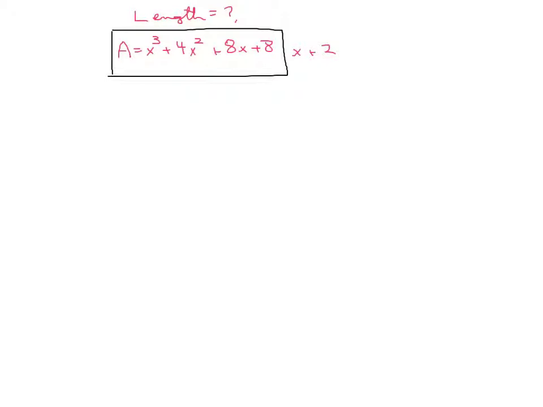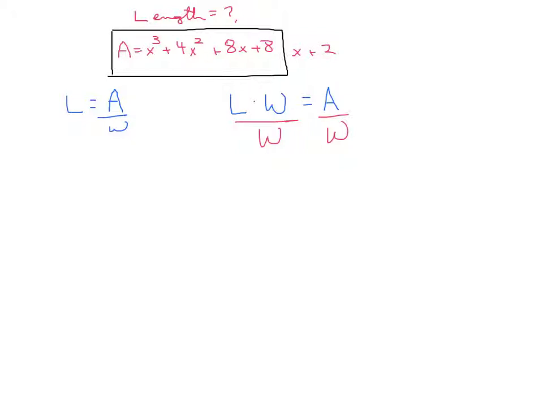So the length, we know that the length is, for a rectangle, area divided by width, and we know that because length times width equals area for a rectangle, and when we divide both sides by W so that we get length by itself, then we end up with length equals area divided by width. Okay, so let's go ahead and do that division.